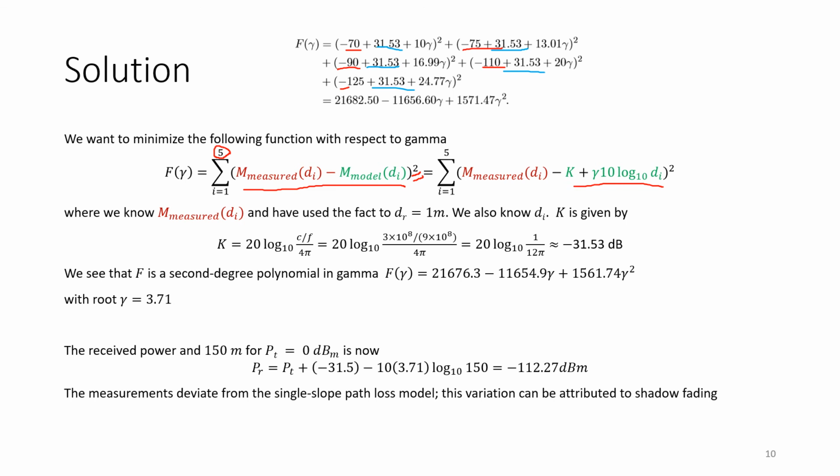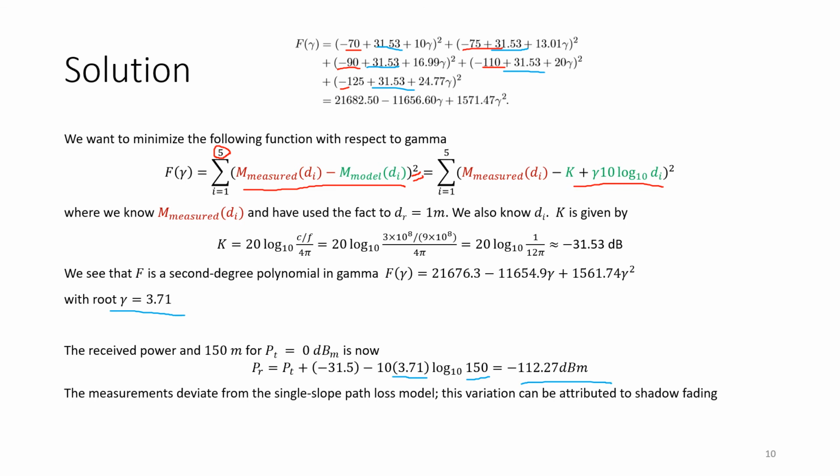So how do we minimize this? By taking the derivative and equating this to 0. And for that, you will get the root for this equation to be equal to 3.71. So once we model, we can now use our model to calculate the received power at 150 meters. So I'm just substituting 150. This is the value that you find for gamma, and we got minus 112.27 dBm.